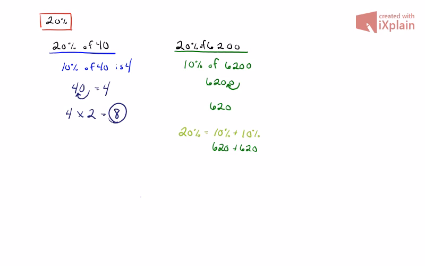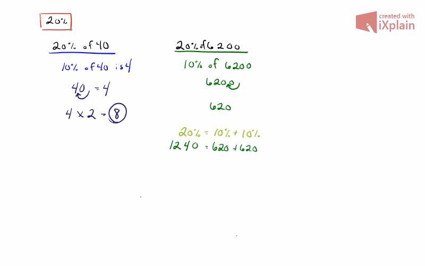So we can either add 620 to itself, or we can multiply it by 2. They're again doing the same thing, because if you recall, multiplication is just a shorthand of adding the same numbers to themselves. So this must mean that I'm going to get 1,240.